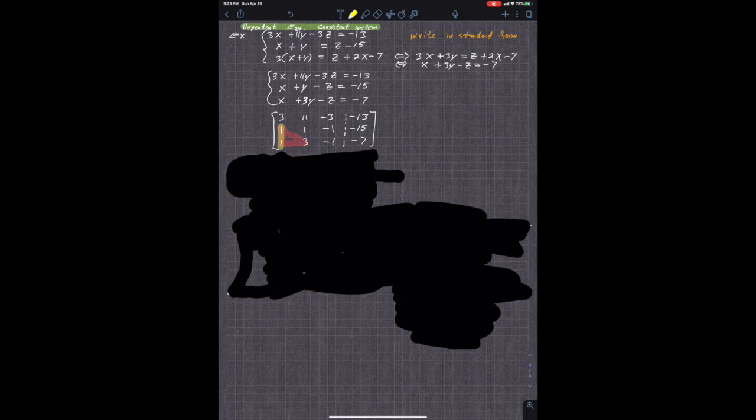I'll just go ahead and write standard form right here. So ax plus by plus cz equal to d, like that. And that's what we have. So we have this form. Then let's write this into the matrix, writing the coefficient matrix, 3, 11, negative 3, 1, 1, negative 1, 1, 3, negative 1, and the constants.